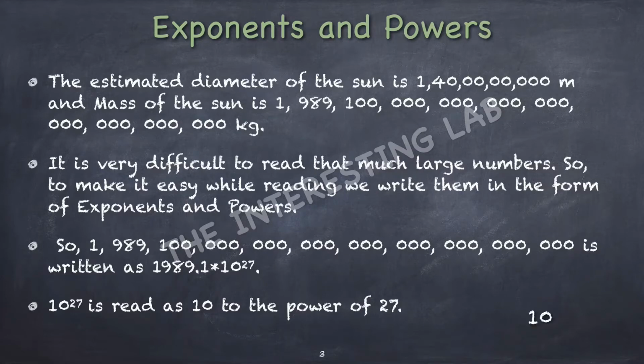10 to the power of 27 is read as 10 to the power of 27 or 10 raised to the power of 27, where 10 is the base and 27 is the power.